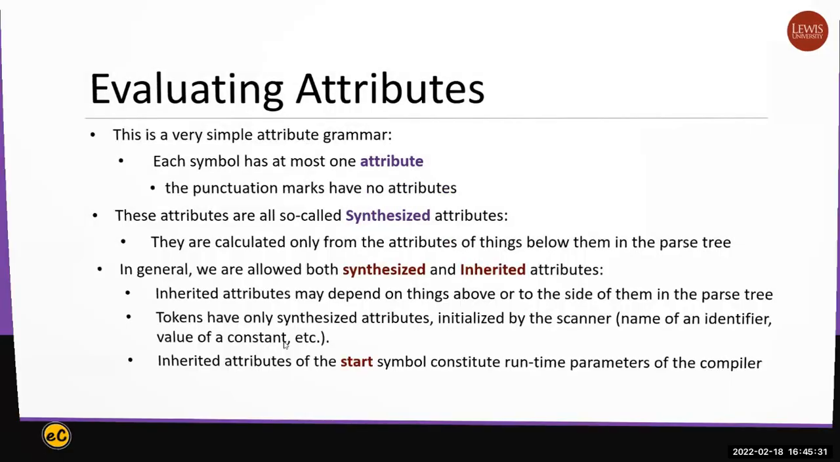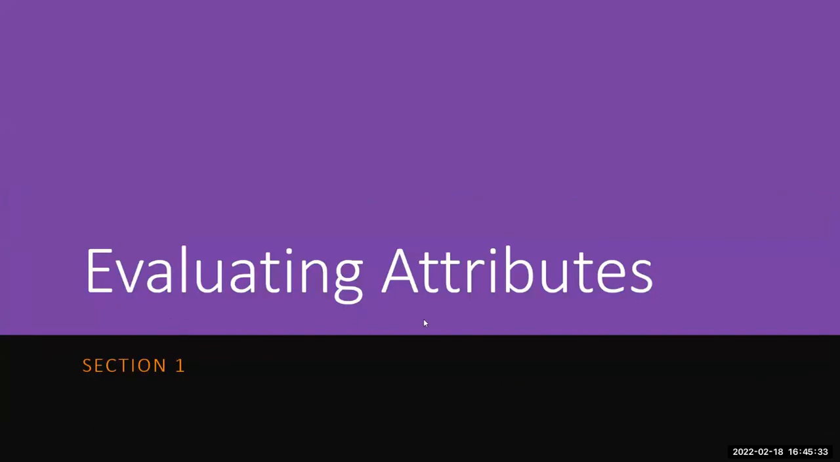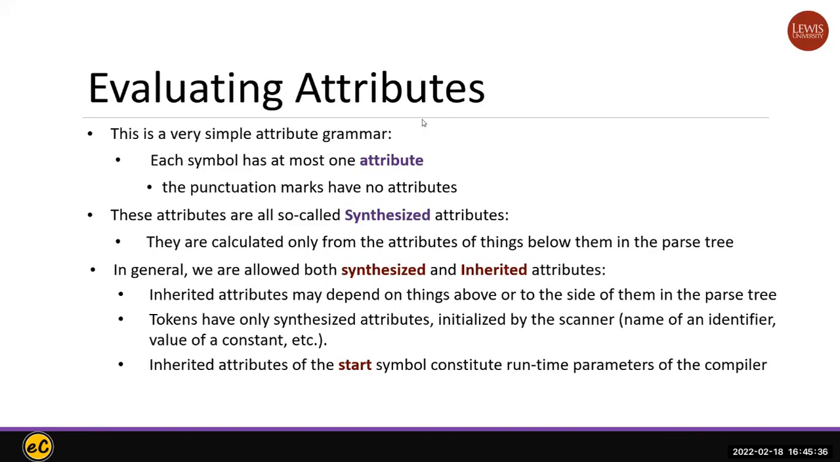Okay, now we go into the next section, that's evaluating attributes. So we have these different types of attributes, and we know how we can actually perform the syntax directed translation. So this is a very simple attribute grammar. Each symbol may have at most one attribute, and punctuation marks have no attribute. So this attribute is the so-called synthesized attribute. Okay, the very simple way is you only have one attribute. They are evaluated from the attributes below. This actually is for certain arithmetic.